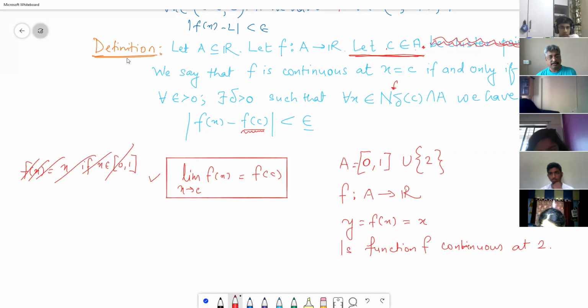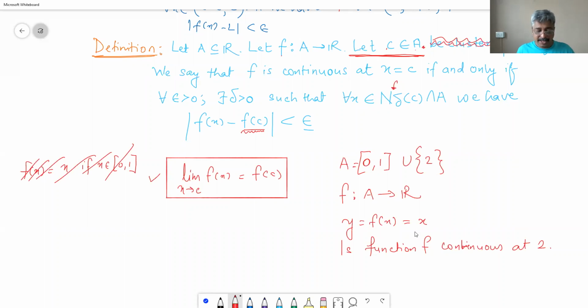But suppose I want to check the conceptual clarity of the students, I can make this problem like this. Let A be the set of natural numbers. Let f be defined from natural numbers to real numbers. Let y is equal to f of x is equal to x.